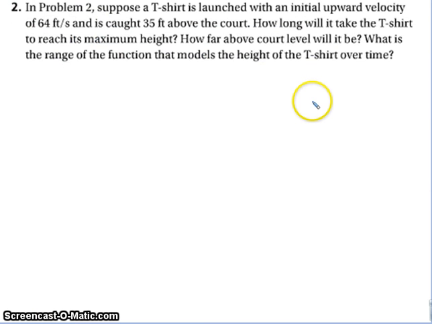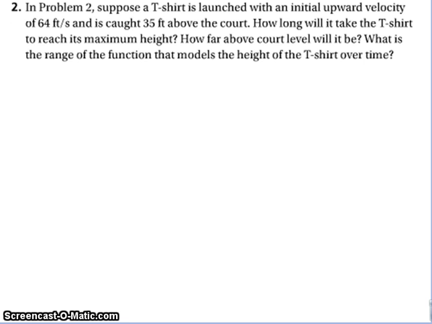Then there's this one using that same formula. Go through the process of plugging it in. How long will it take the t-shirt to reach its maximum height? How far above court level will it be? What is the range of the function that models this? Follow the example, problem number 2, and you should be able to figure this out. It's a little bit of a process, but you're using little boxes, and I'm not, so lucky you.